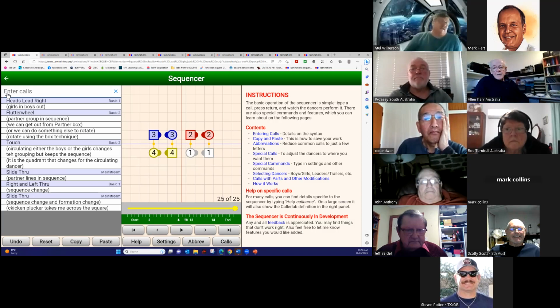And just to add to that, if you can recognize a partner sequence and you know how to get out of a partner box, you can do a chicken plucker. All you need is one get out from an opposite box. If you can recognize a corner grouping and you can get into a corner box, you can do a chicken plucker and get out from a right-hand lady box.